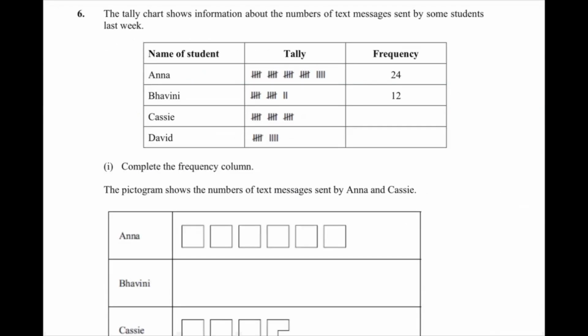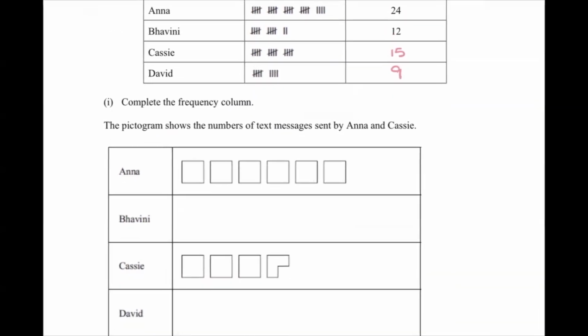Okay, question 6, we are going to complete the frequency column of our tally table here. So Cassie has 15, and then we've got 5, 6, 7, 8, 9 for David. The pictogram shows the numbers of text messages sent by Anna and Cassie. So we've got that information there.